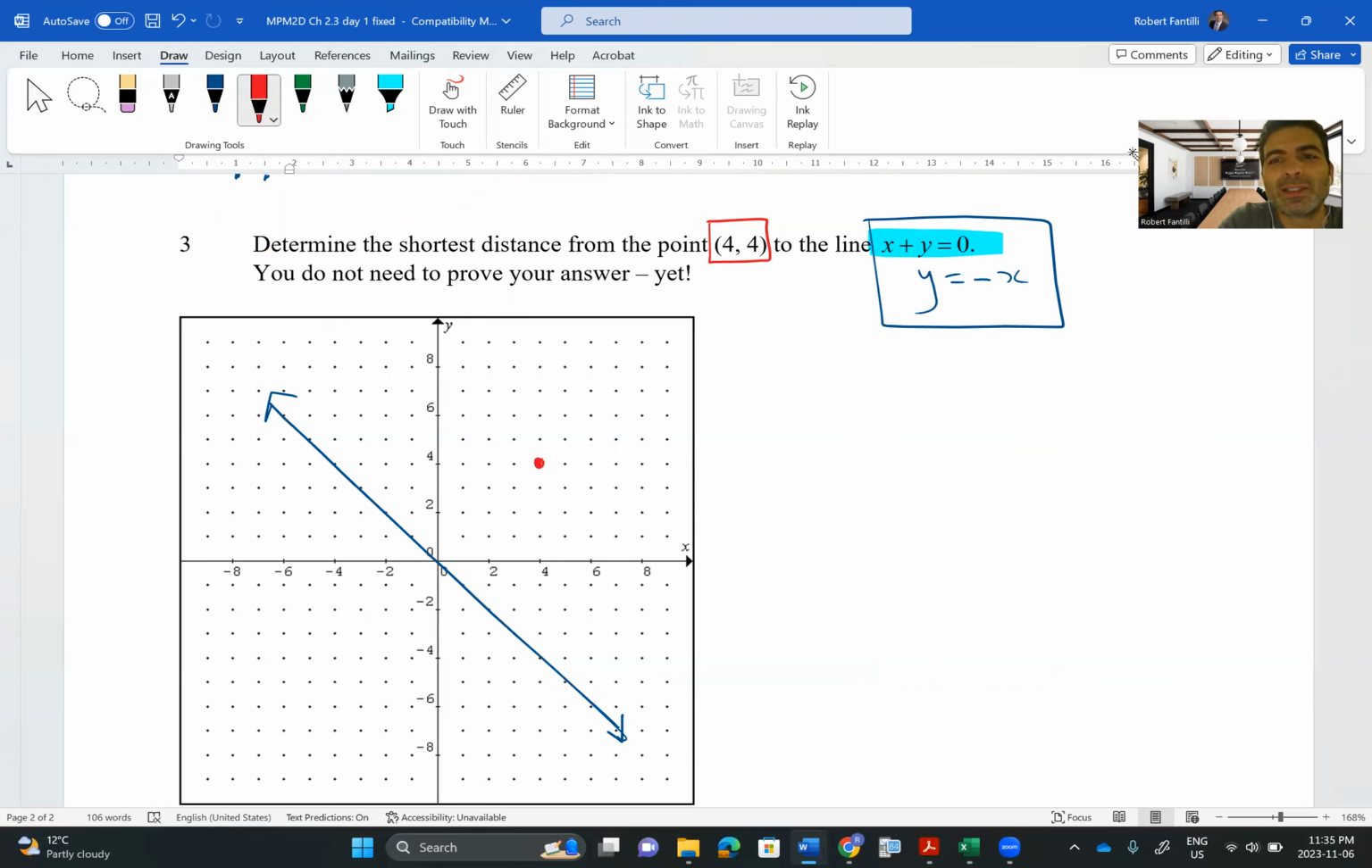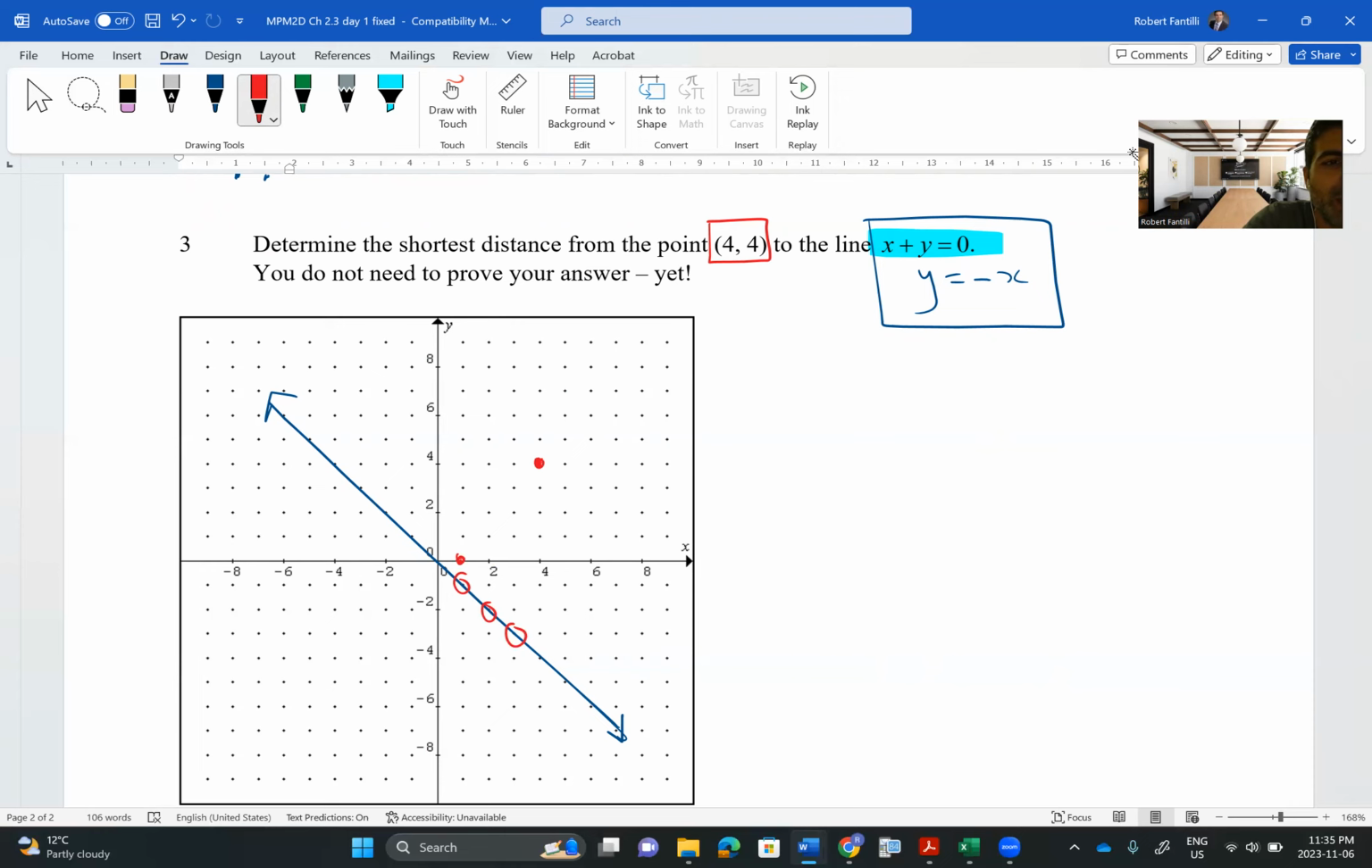Y equal negative x tells us the slope is negative 1. And if the slope is negative 1, first of all, it's negative, so it's sloping down when we read it left to right. And it happens to have no y-intercept, so I know it passes through 0, 0. Whatever x is, y is the negative of that. So when x is positive 1, y is negative 1. When x is 2, y is negative 2. When x is 3, y is negative 3. And that pattern just continues, right?